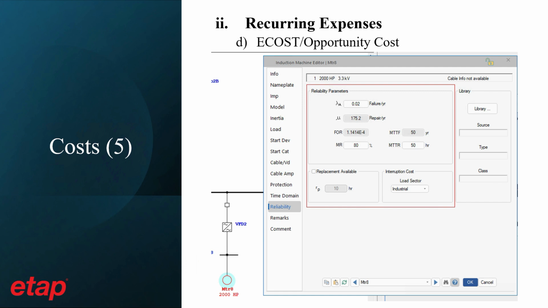So the next type of cost that is modeled in ETAP is related with the reliability incidence of the system. This cost actually accounts for the uncertainties of the system that are related with the failure of the elements. So the E-cost is calculated by running the reliability analysis. And again, we can look at it from two different points of view.